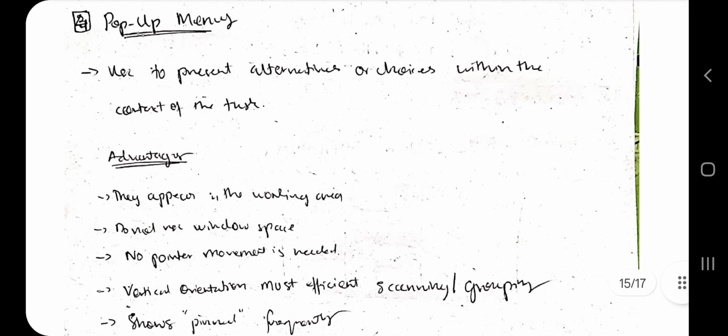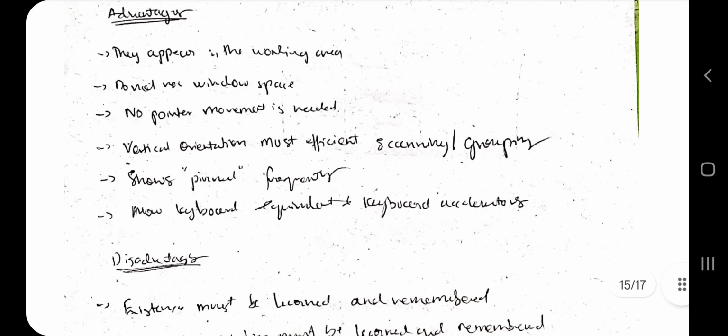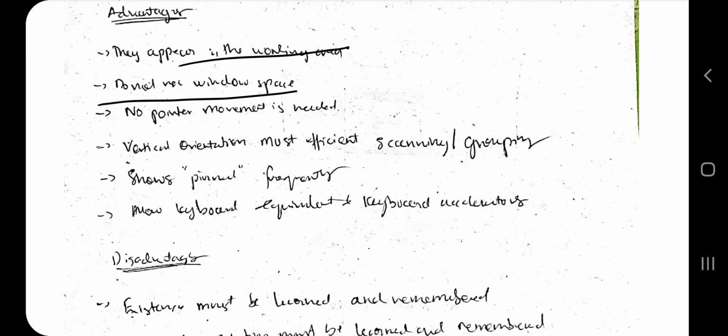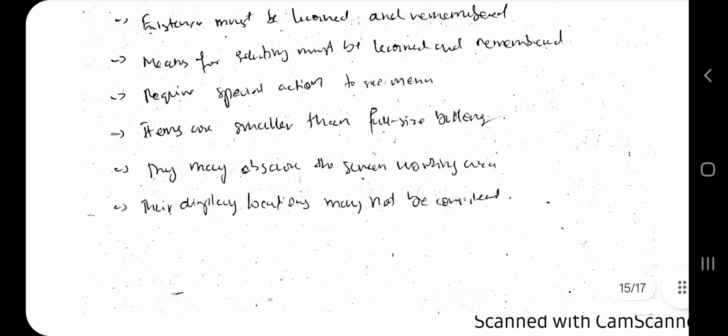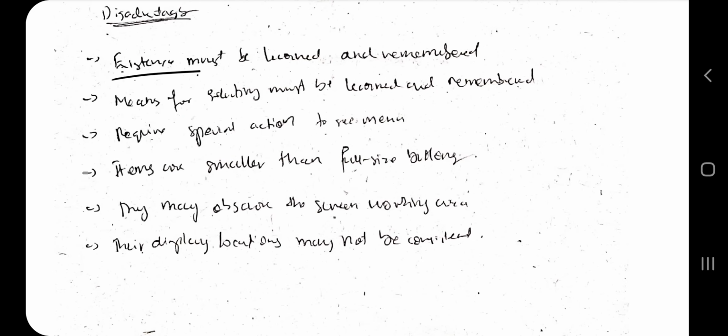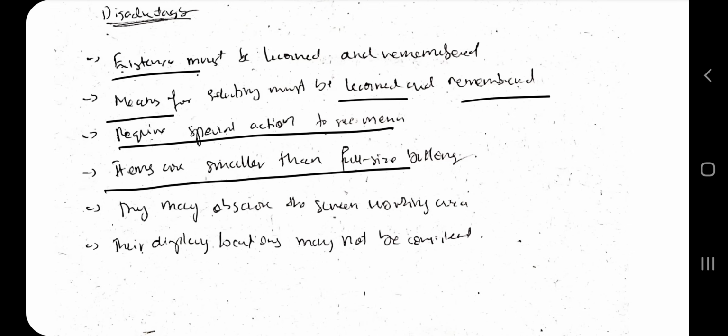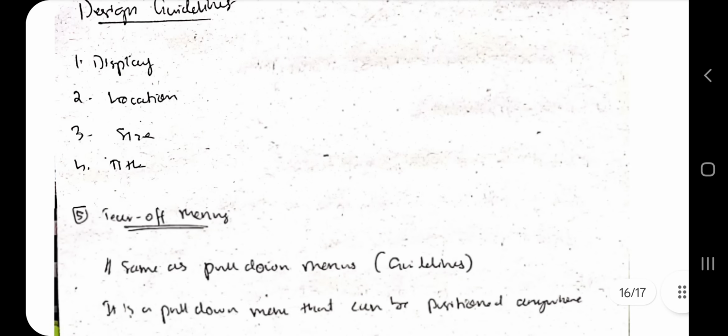Pop-up menu, suddenly what comes, that is pop-up menu, and they appear in the working area. They do not use the window space, no pointer movement is needed, vertical orientation helps in both scanning and grouping, shows print frequently, allows the keyboard equivalent and accelerators. Disadvantages are existence, and the means for selecting must be learned and remembered, requires special action, and items are smaller than full size button, they may obscure the screen size, display location may not be considered.